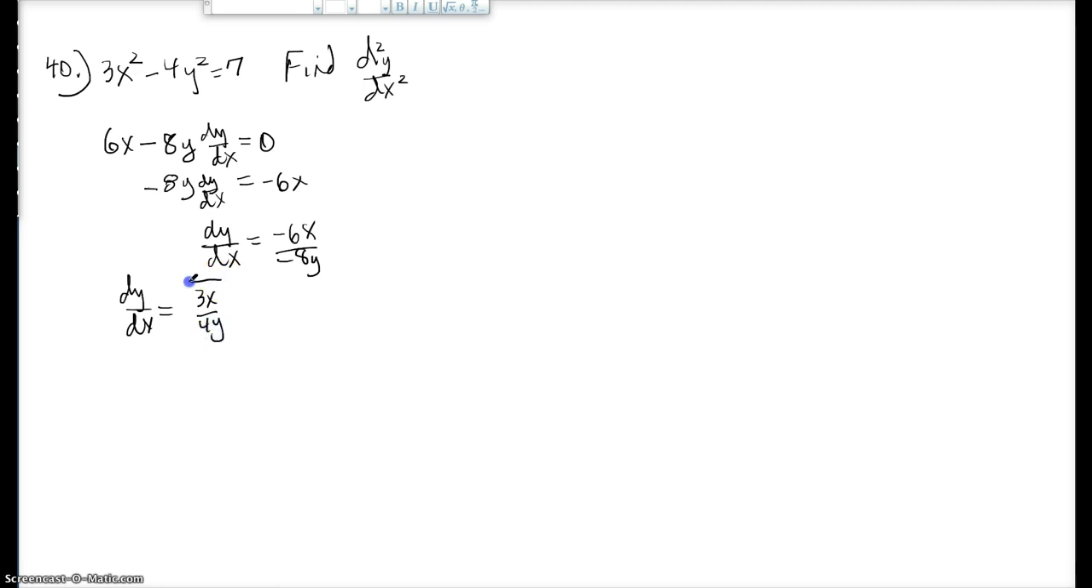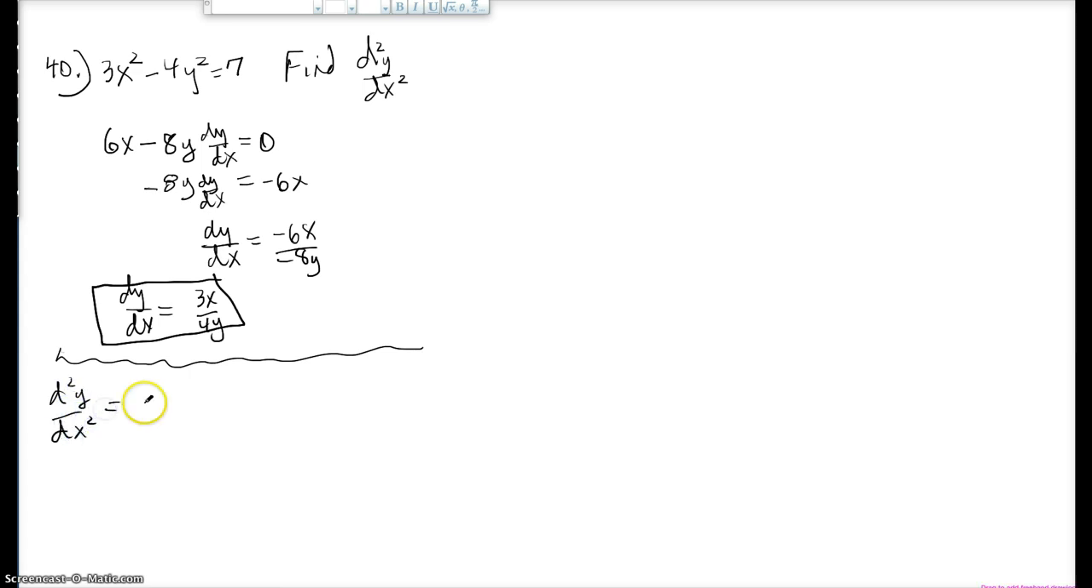I'm going to box it. We're going to need this again. We're going to need the original function again too. Now I'm going to take the second derivative, so I'm going to get d squared y/dx squared. I need to use the quotient rule. Low d high minus high d low, where d low is 4 times the derivative of y, all over low squared. 4y squared is 16y squared.